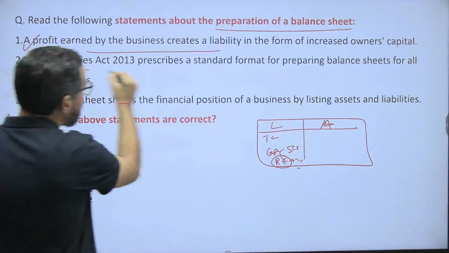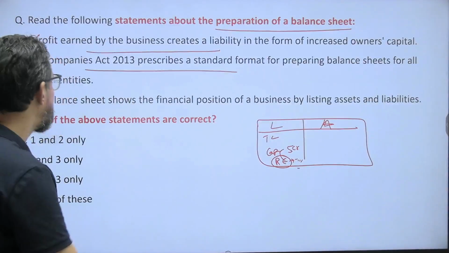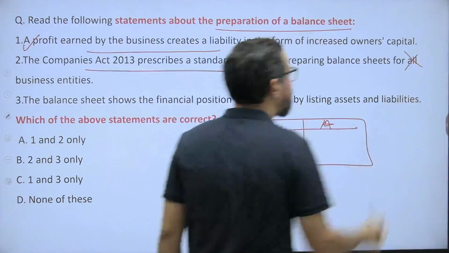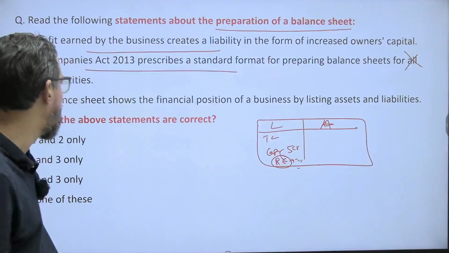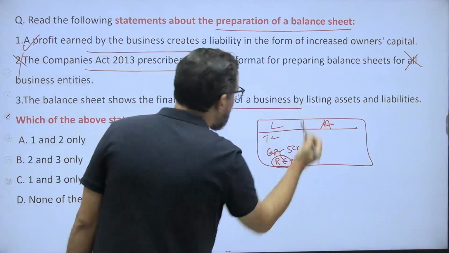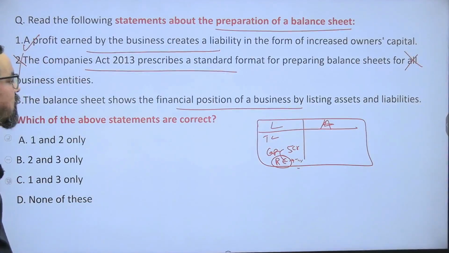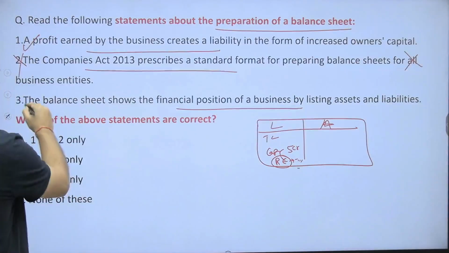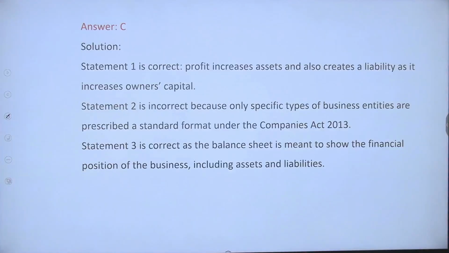The Companies Act 2013 prescribes a standard format for preparing a balance sheet, but not for all companies. There are some specific companies, like for banking we have a different format. So this is not the right one. The balance sheet shows the financial position of a business by listing assets and liabilities. 100% true. So 1 and 3 means option C will be the right answer for this particular one.